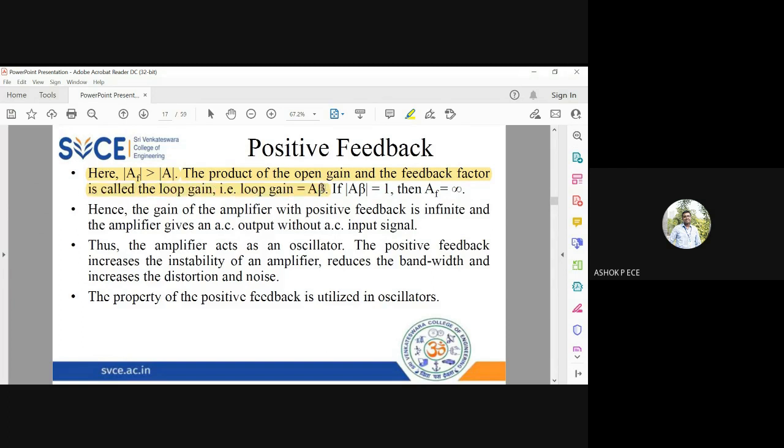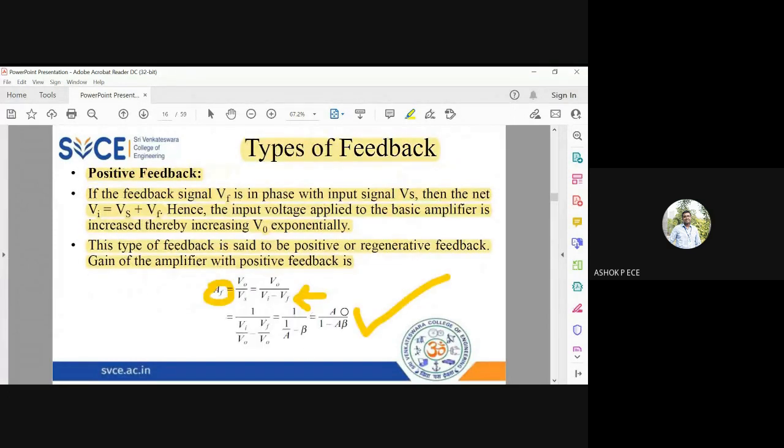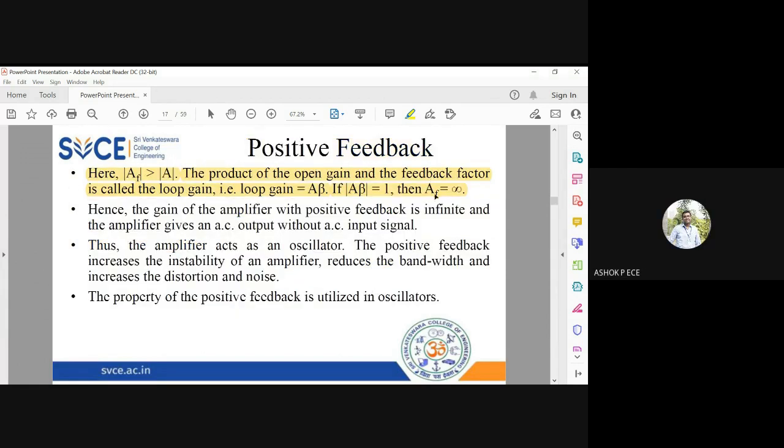A beta is A into beta. A is called the open loop gain, or the gain of the amplifier without feedback, and beta is called the feedback factor. So if you put A beta equal to 1, what will happen to the gain? In this equation, put A beta equal to 1. What will happen to the gain AF? What is the value of AF if you put A beta equal to 1 here? A by 0. What is A by 0? Infinity. You can see here AF is infinity.